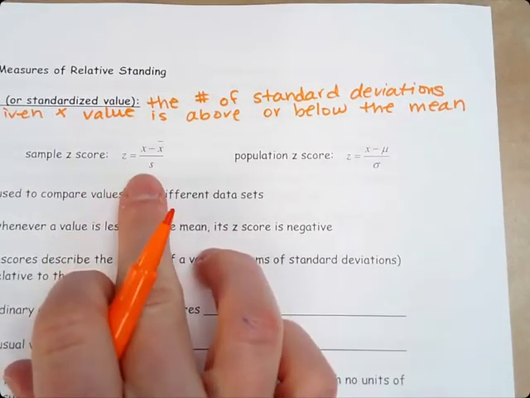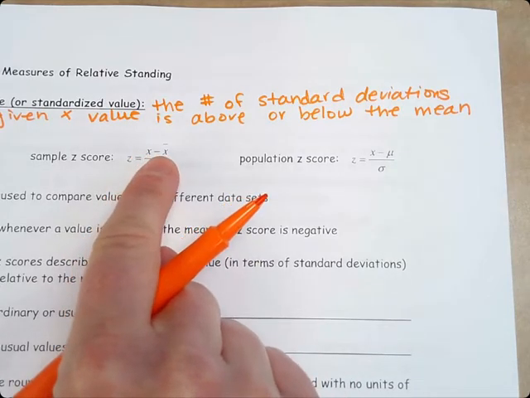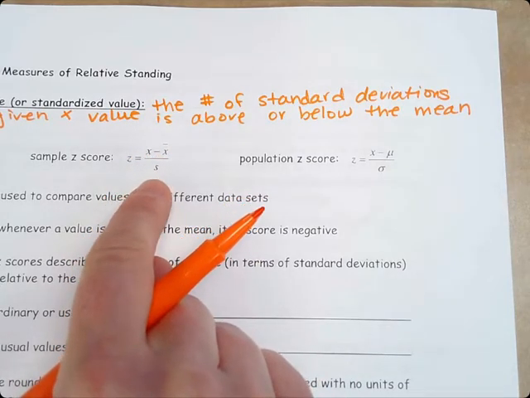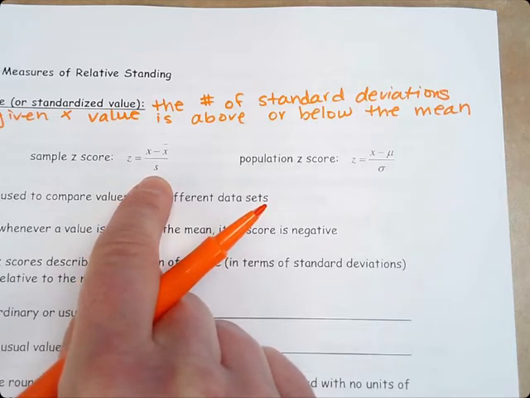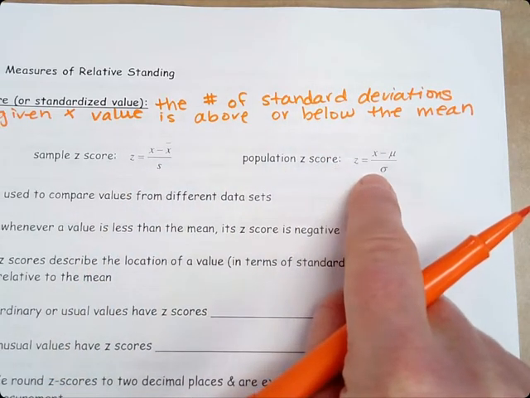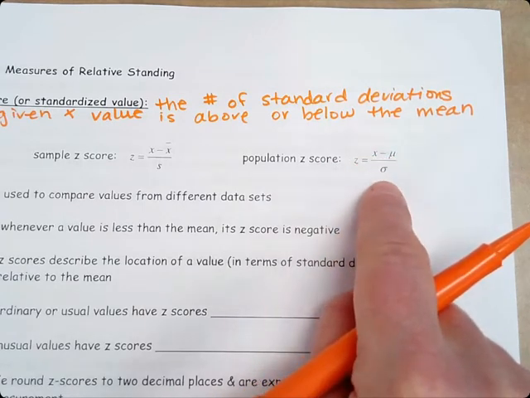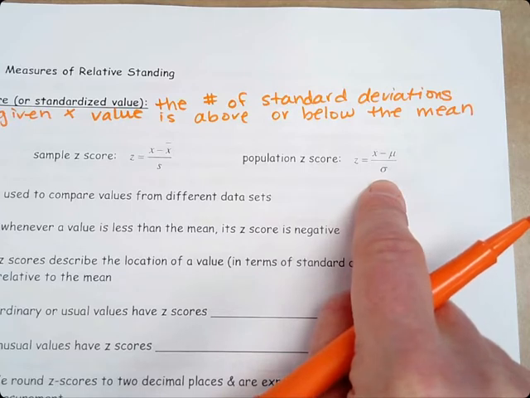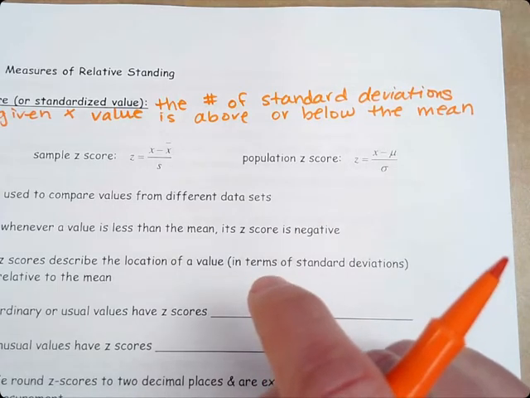So here's the formula for it. You take your X value that you're given, subtract the mean from it, and then divide by your standard deviation. Not too bad. This is for your population, so it's the same thing: your value minus your population mean divided by your population standard deviation. It's used to compare values from different data sets.